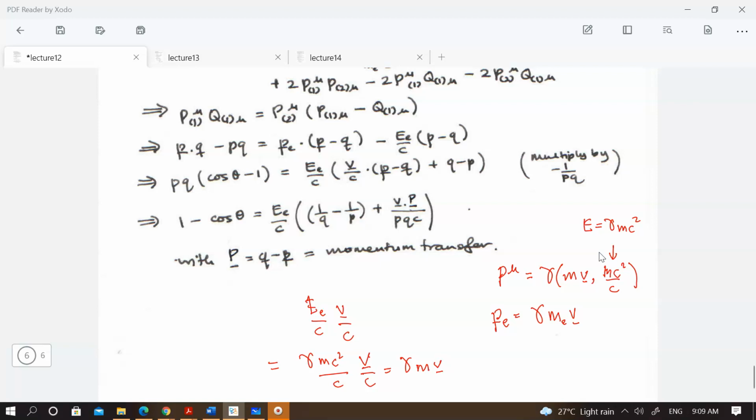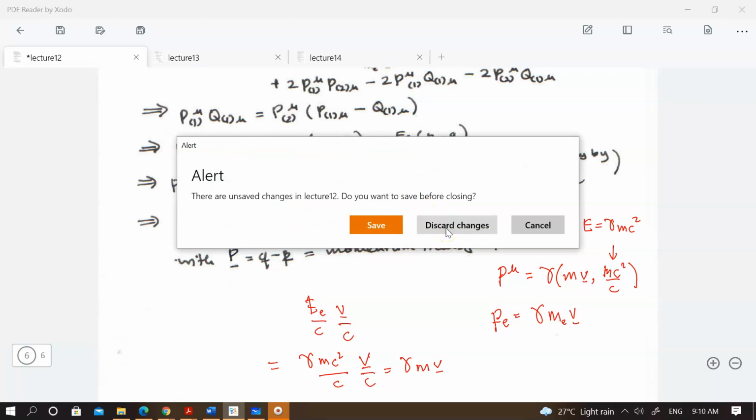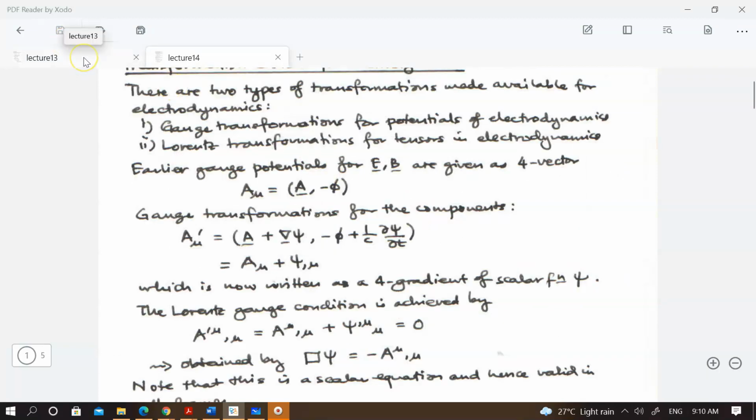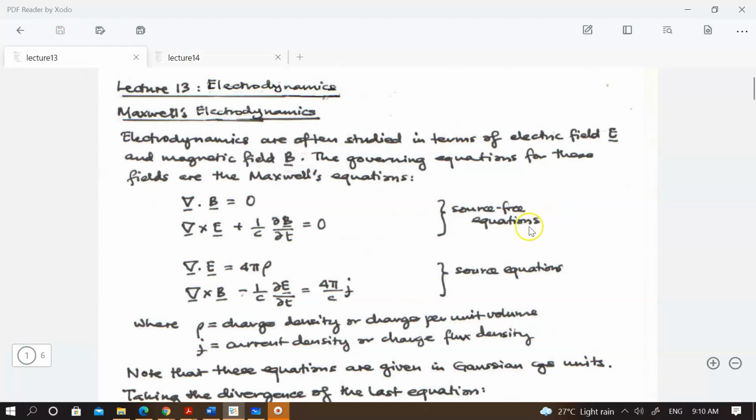So it's just pulling out a factor of E over c out from the whole expression here. This E over c is coming from this fourth component over here. So you just plug that factor in, and that will give you the right factor that multiplies v. I hope that settles that. So let me close this. We move on to lecture 13, which we have already started yesterday.